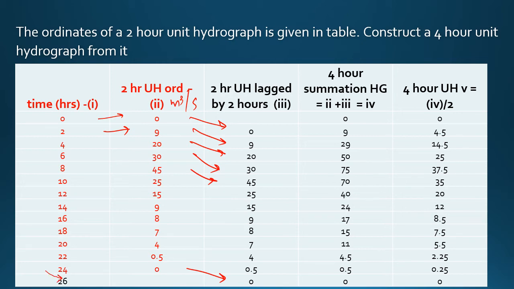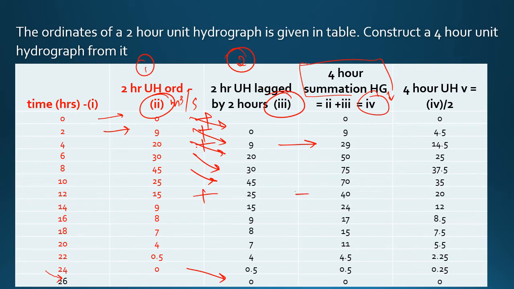Now we have 2 curves. This is the first curve and this is the second curve. Now we have to find the 4-hour summation hydrograph. That is, by adding up column number 2 and column number 3, you will get the ordinates of the summation hydrograph in column number 4. That is 0 plus 0, 9 plus 0, then 20 plus 9, that is equal to 29. Here 15 plus 25 equal to 40, 9 plus 15 equal to 24. Similarly, do it for all these values and find the 4-hour summation hydrograph.